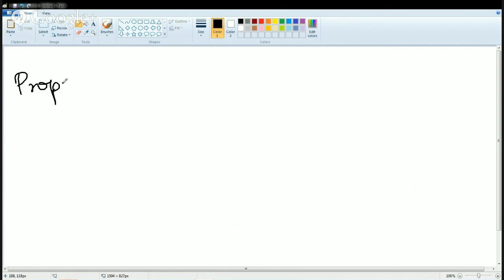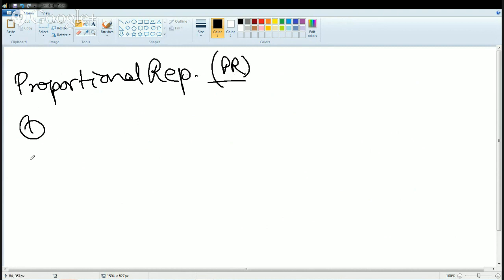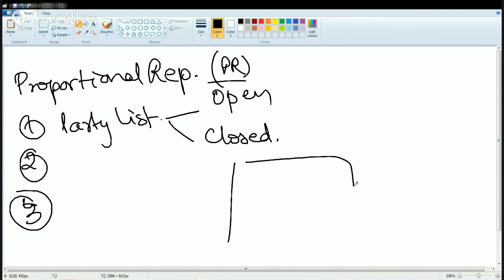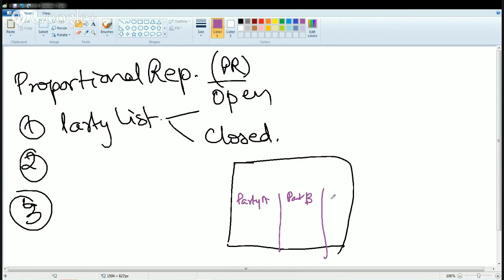Now, proportional representation is of 3 types. I would represent it as PR. Okay, so PR is of 3 types. First is the party list. Party list is again of 2 types, open and closed. So what happens is, I have a ballot form. In that ballot form, I mention party A, party B, and party C. Okay, so this is a closed ballot form.